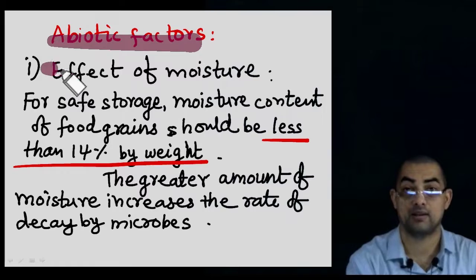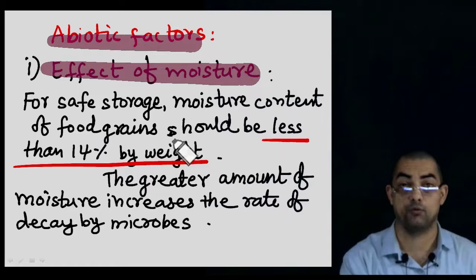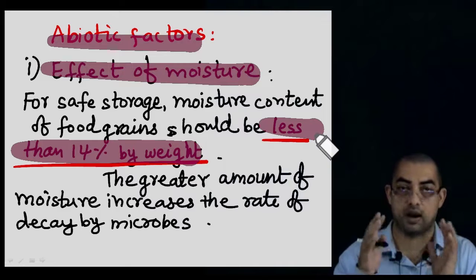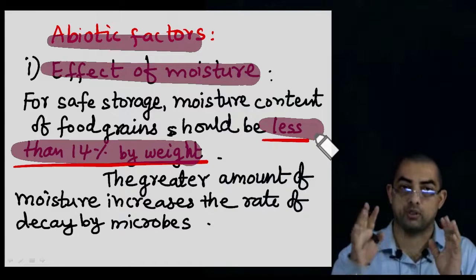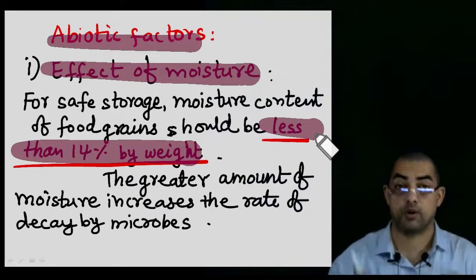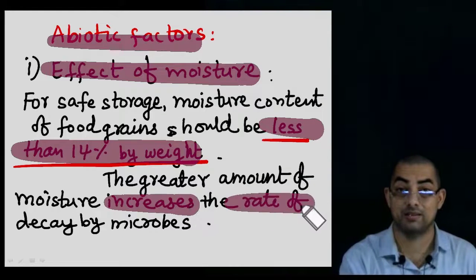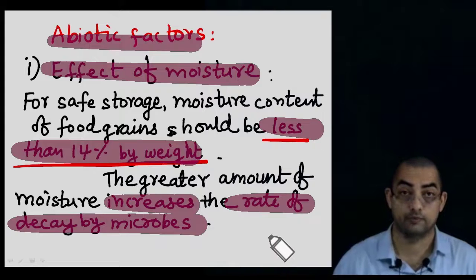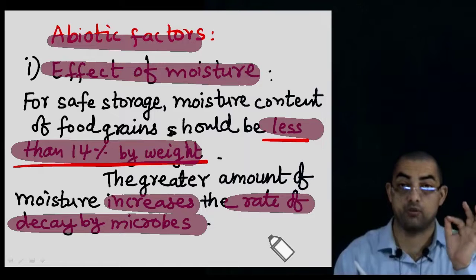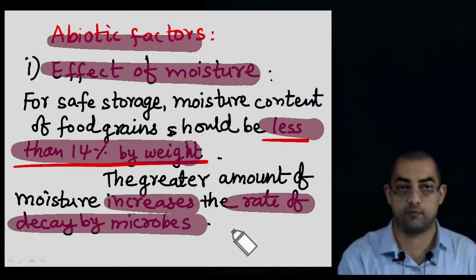And the first abiotic factor is the effect of moisture. So you should know that for safe storage, the moisture content of the food grain should be less than 14% by weight. Remember, generally when we harvest crops, they have a moisture content of almost 20 to 40%. So this moisture content has to be below 14%. The greater amount of moisture is going to increase the rate of decay by microbes, right? So the crop can be attacked by microorganisms if the moisture content is very high. So we have to bring down the moisture content to at least below 14% to prevent any such damages.